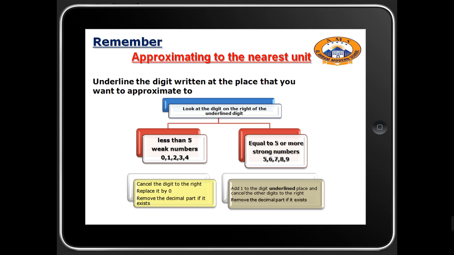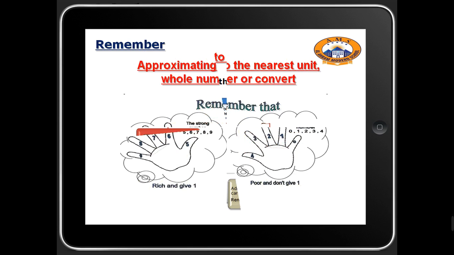But if the number to the right of the units place is 5, 6, 7, 8, or 9, these are the strong numbers, and it will add 1 to the number in the units place. And in this case, we are also going to remove the decimal part. Okay, and let me give you a rule also.